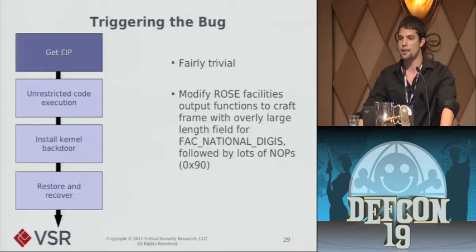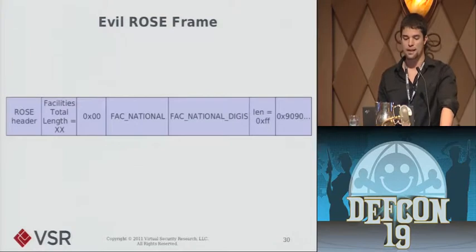What I did was essentially cannibalize the ROSE kernel module that already existed so that whenever I made a connection to someone, it would send out my evil ROSE frame instead of a normal one. And this evil ROSE frame just had this particular facility field that was vulnerable, followed by a too big length value, and then a bunch of no-op instructions just for the sake of testing to see if I could actually trigger it. This is what the frame looks like. You have your header, total facilities length, which didn't actually matter, a null byte. FAC national is the specific type of facility. FAC national digis is the vulnerable facility itself.